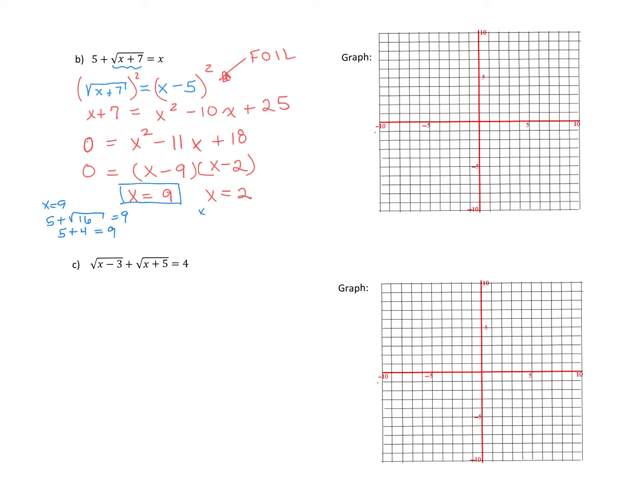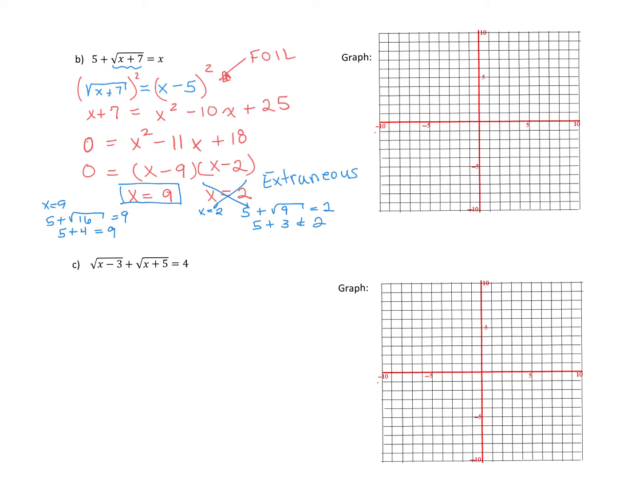And if I check x equals 2, I get 5 plus the square root of 9 equals 2. And 5 plus 3 does not equal 2, so this is an extraneous solution. We have to just toss that out the window.